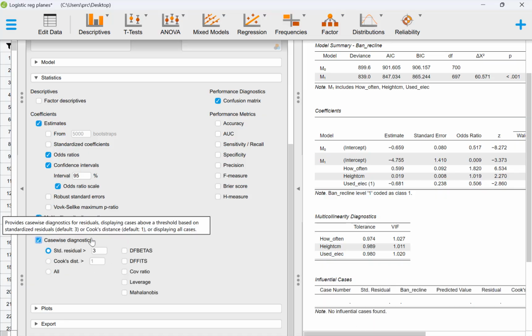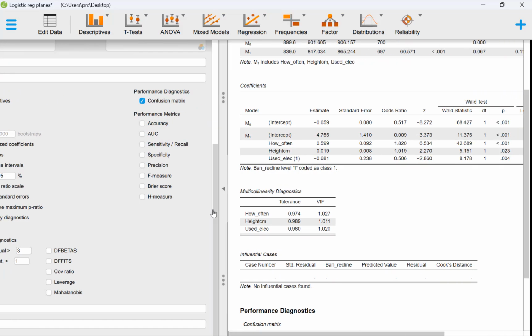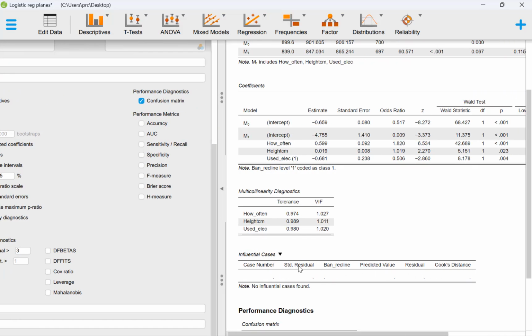What this does is basically flag people who really don't fit the model very well, if their standard residuals are greater than 3. So that's one way of assessing very outlying cases, people who don't fit the model well. Some people delete participants based on this. I certainly wouldn't. I'd only use it maybe to check if you've got a data entry error. In this case, we've got no influential cases found at all.